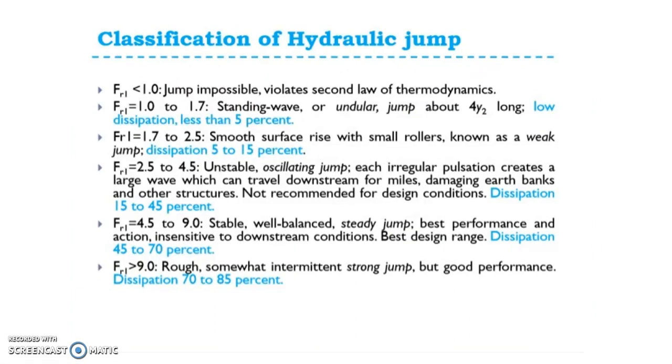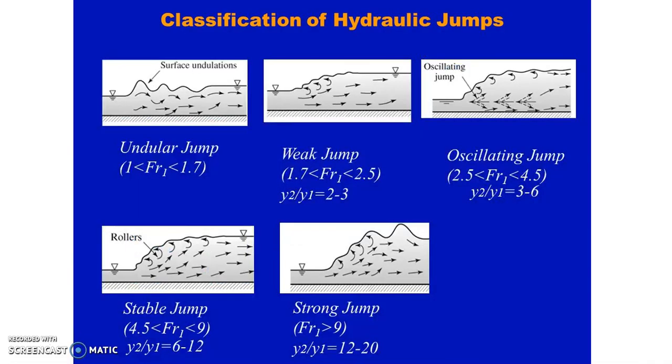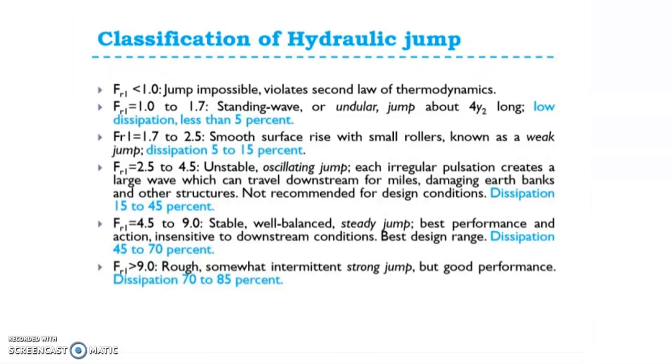So the next one we call a stable jump, or well balanced jump, or a steady kind of jump, where Froude's number lies between 4.5 to 9. And this is one of the best jumps we have, and the dissipation is around 70 percentage. The stable jump.